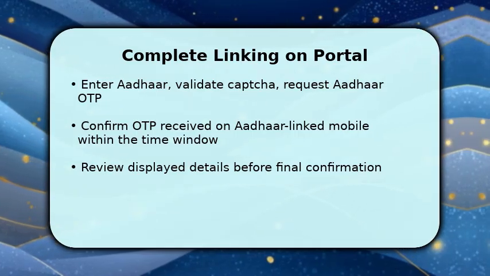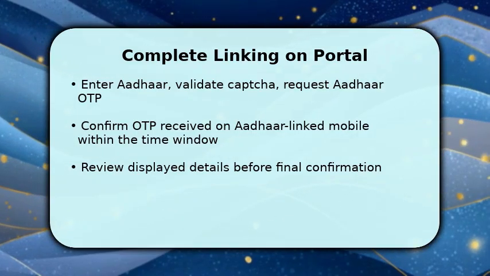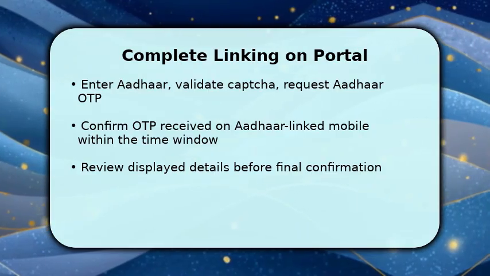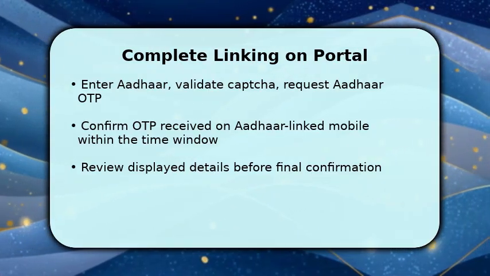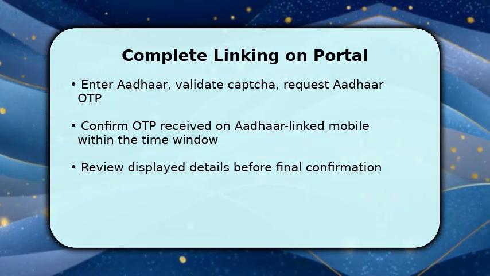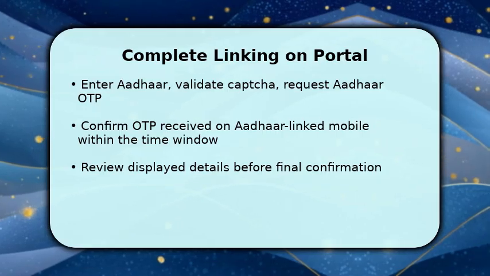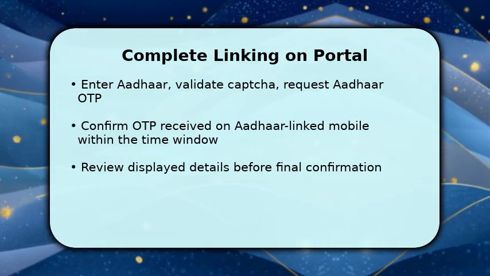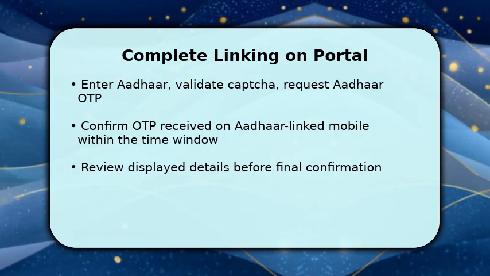Once you enter Aadhaar and the CAPTCHA, request the OTP, the system sends it to the mobile number seeded with Aadhaar, so you must have access. When the OTP arrives, enter it promptly and submit. The portal cross-checks fields and either confirms linkage or shows the mismatch error.